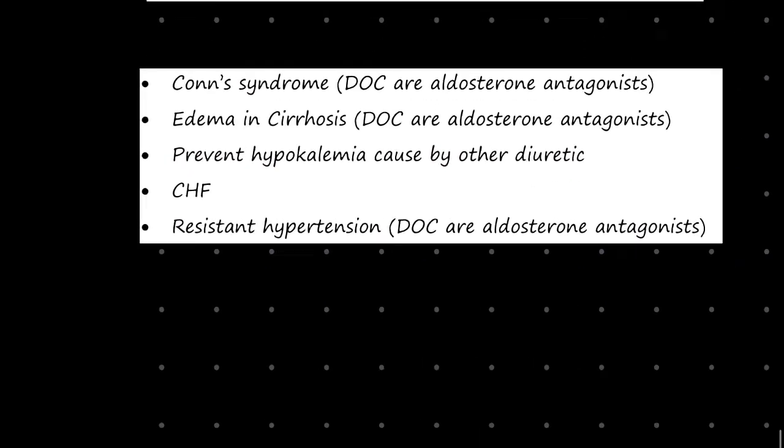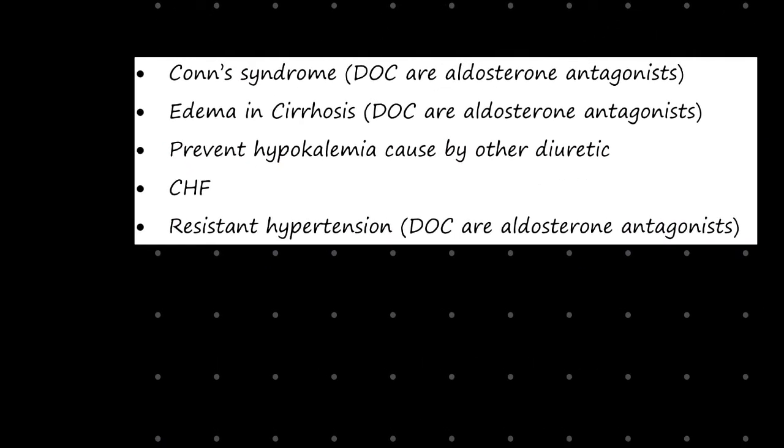Similarly, it is also used in the case of CHF, congestive heart failure. Here, congestive heart failure is caused because of aldosterone, because we know that left ventricular hypertrophy, that is cardiac remodeling, is caused by aldosterone. So if we block the action of aldosterone, then obviously this will be prevented.